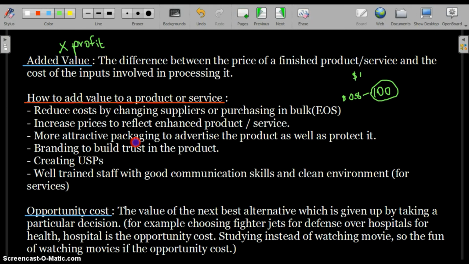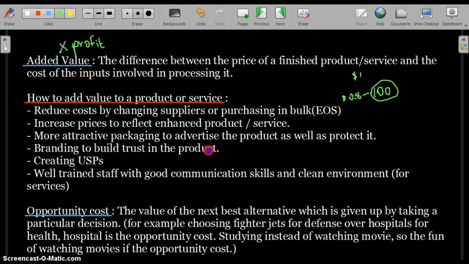We can try to create a more attractive packaging to advertise the product as well as protect it. This way the product will be more attractive, it will have more value to it. So you can increase your prices a bit and people will be more attracted to the product. So you have added value to the product.